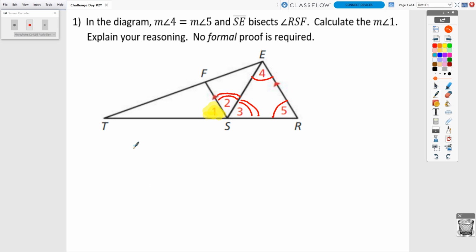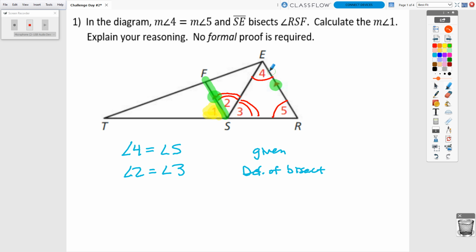All right. So we know that angle 4 and angle 5 are equal, and that was just given to us. And we know angles 2 and 3 are equal to each other really by the definition of bisect. We were told that an angle got bisected, so we need to define what that means mathematically. And we got that that meant angle 2 and 3 were the same. Okay? Now, there's other angles in here that we really need to discuss. And if you didn't notice, there are some parallel pieces going on here.